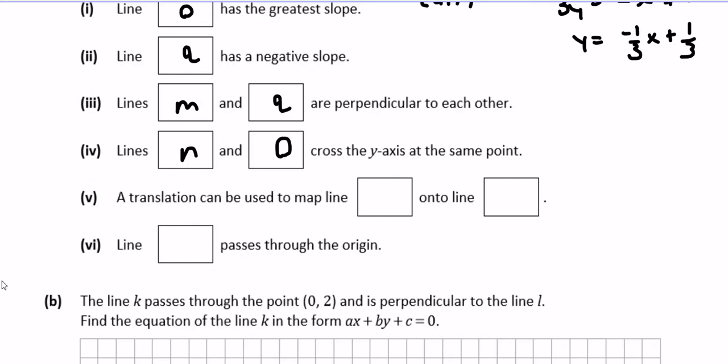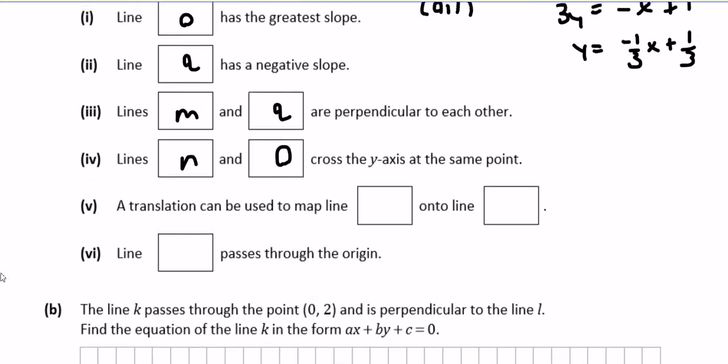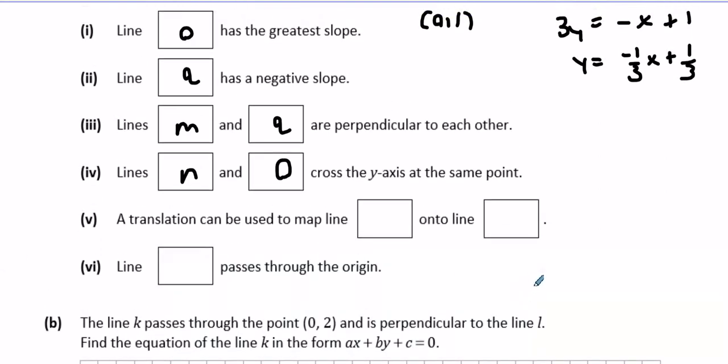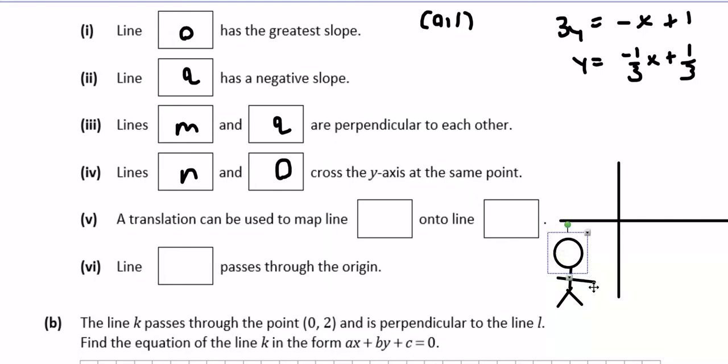A translation can be used to map one line onto another line. Now, translations. Okay, and next one is a translation, right? Now, if you have an XY axis, the translation could be like a picture of, let's say, a stick person. A translation moves the same parts and it looks identical. A translation doesn't flip them upside down or anything like that. Everything stays the same.